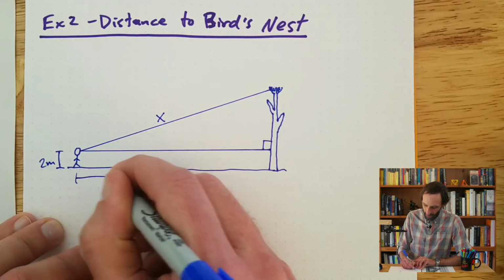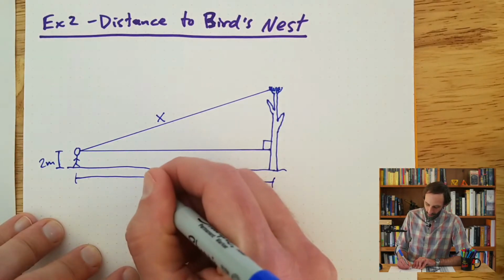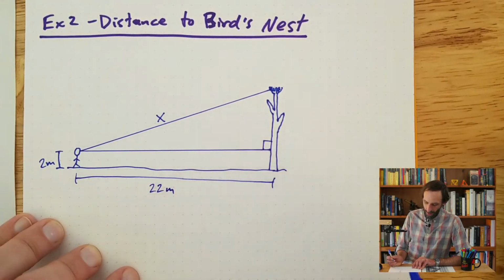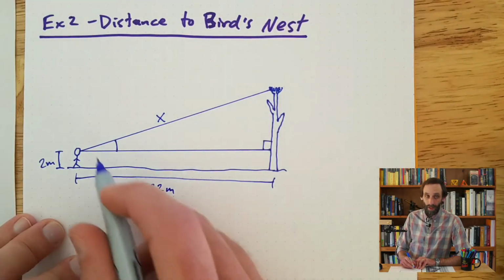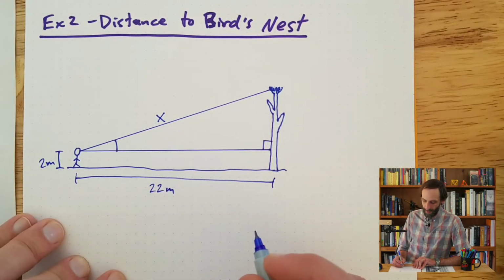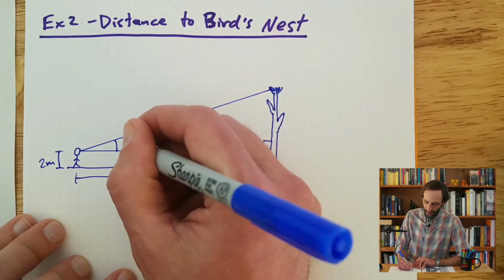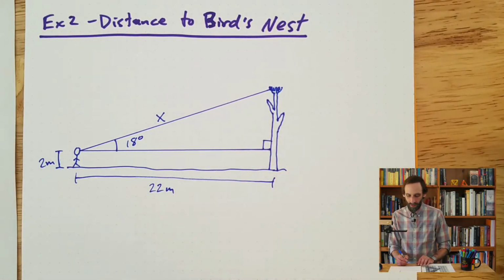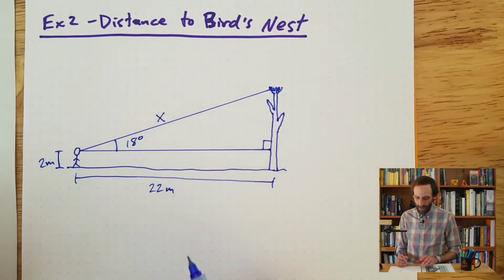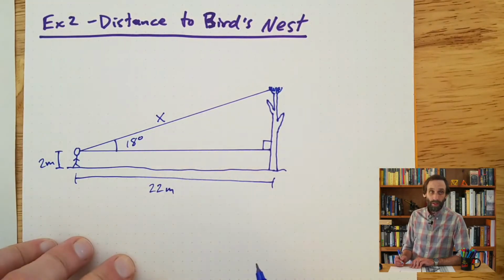So let's mark that one in first. And we'll go ahead and say that they've measured this distance to be 22 meters. And then they would also need to measure this angle of elevation from their eye level to the nest. Now there are phone apps that you can use to do that. It's actually not that difficult. Let's go ahead and say they've done that, and they've come up with a measurement of 18 degrees, an angle of elevation of 18 degrees. So given these measurements, what is this length right here?